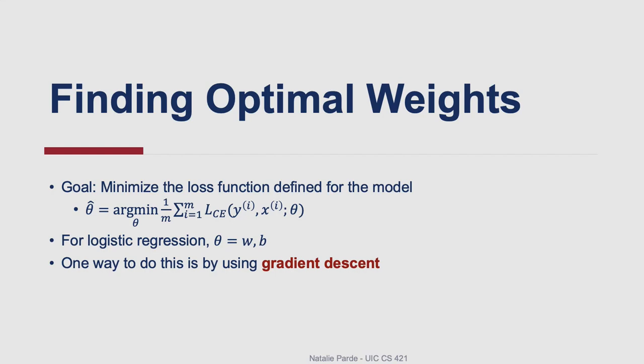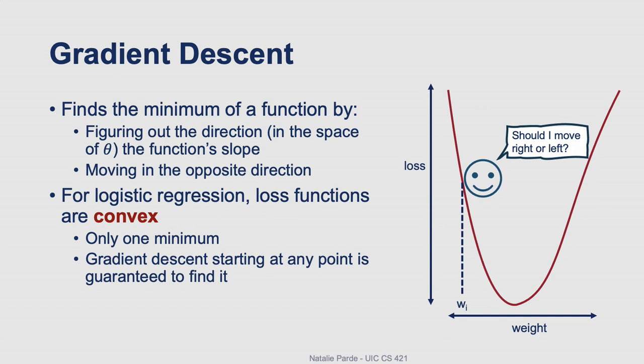Gradient descent is a method used to find optimal weights for classification models. The goal in finding optimal weights is to minimize the loss function defined for the model. For example, if the model uses cross-entropy loss, we would want to find weights W and a bias B that minimized cross-entropy loss. The way gradient descent finds these optimal parameters is by first figuring out the direction of the function's slope, and then just moving in the opposite direction until it converges at a minimum.